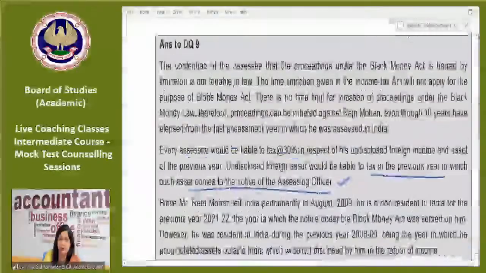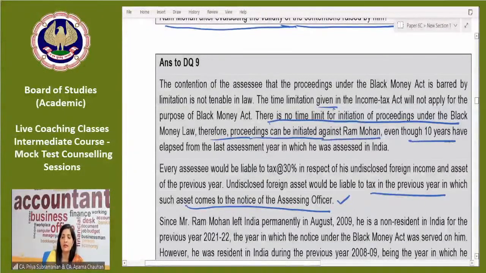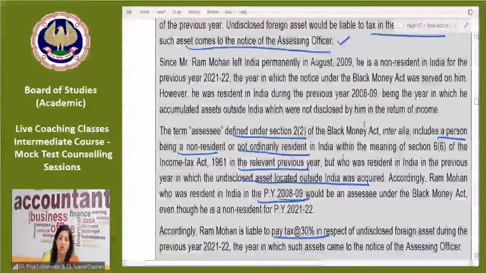In black money law, there is no time limitation given. The time limitation is provided in the Income Tax Act under Section 147. It's 16 years in case of foreign assets, or 6 years, as the case may be. But here there is no time limit for initiation of proceedings under the black money law. Therefore, proceedings can be initiated against Mr. Ram even though 10 years have elapsed from the last assessment in which he was assessed in India. Accordingly, he is liable to pay tax as well as the penalty levied in the black money law.